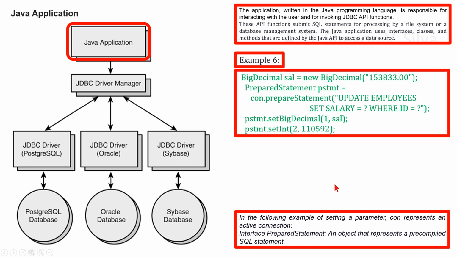In the following example of setting a parameter, con represents an active connection. The interface prepared statement, an object that represents a precompiled SQL statement.